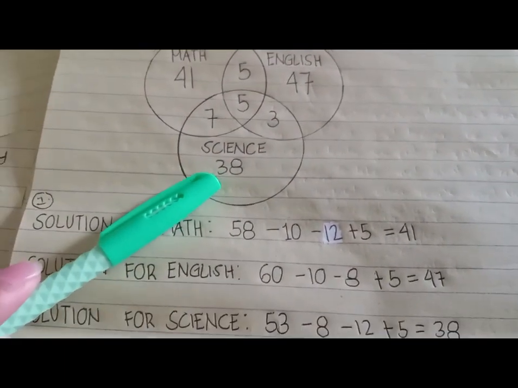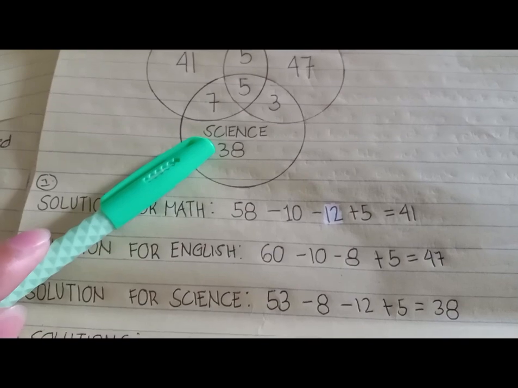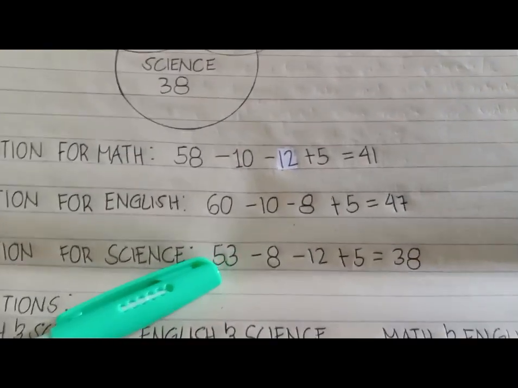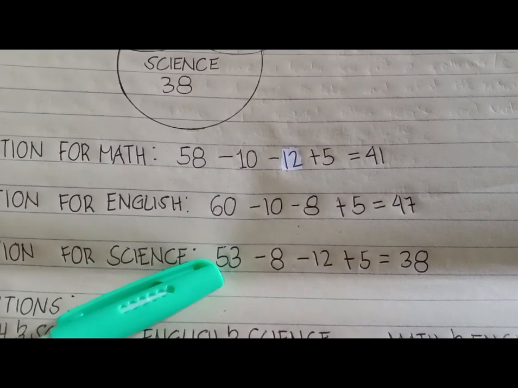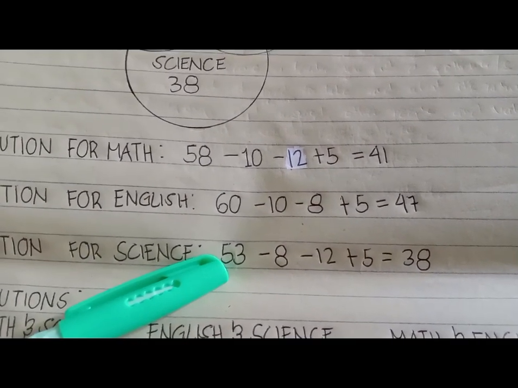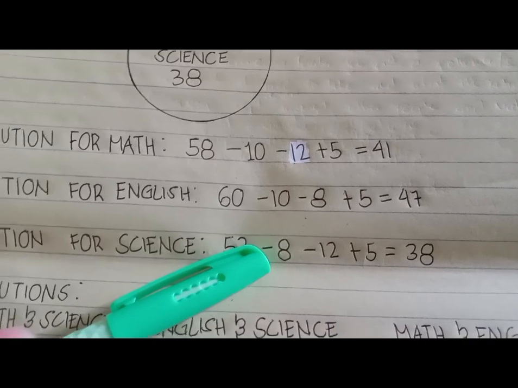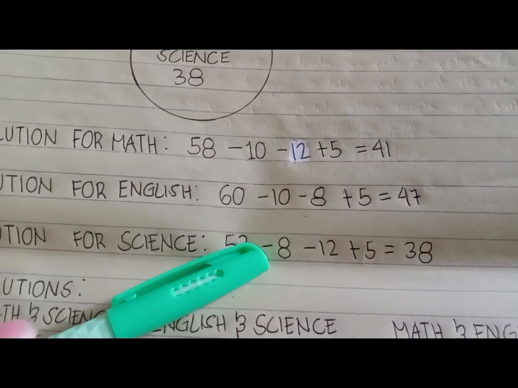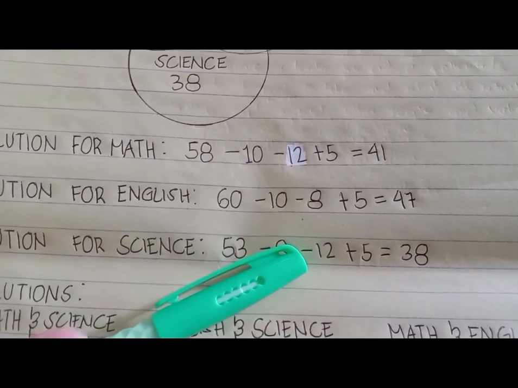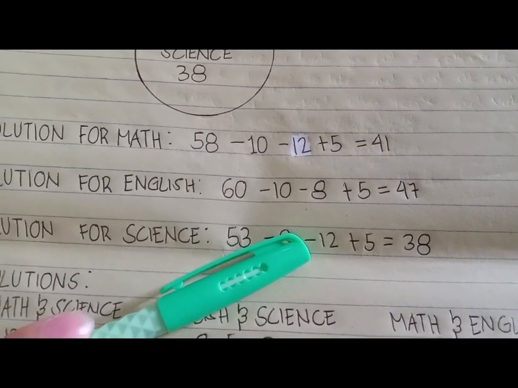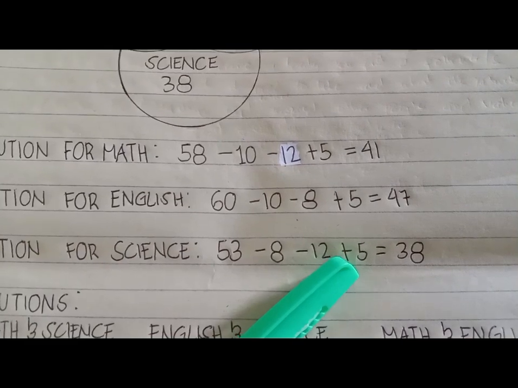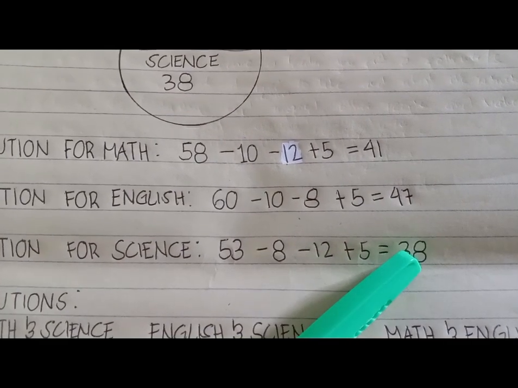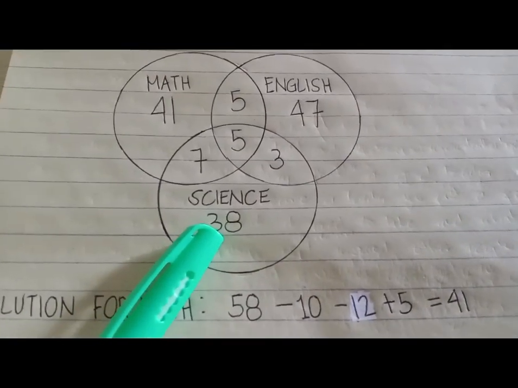Science, we have 38. Why we have 38 in science? So let's solve it. Solution. So we have 53 for those students taking science class, subtracted by 8 for those students signed up English and science, subtracted by 12 for those students signed up both math and science, plus 5 again for those students enrolled in all 3 subjects is equal to 38. So that's why we have 38 in science.